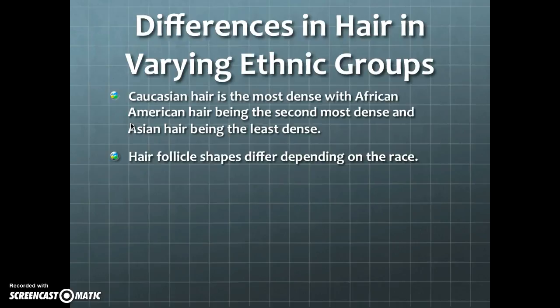So Asian hair usually has a circular follicle shape. African Americans generally have an oval hair follicle shape, and Caucasians have varying hair follicle shapes. It really just depends.